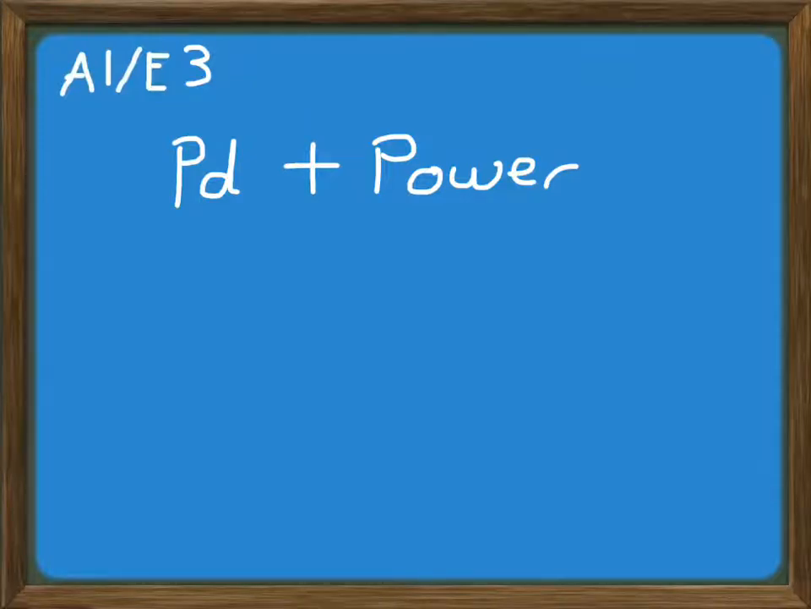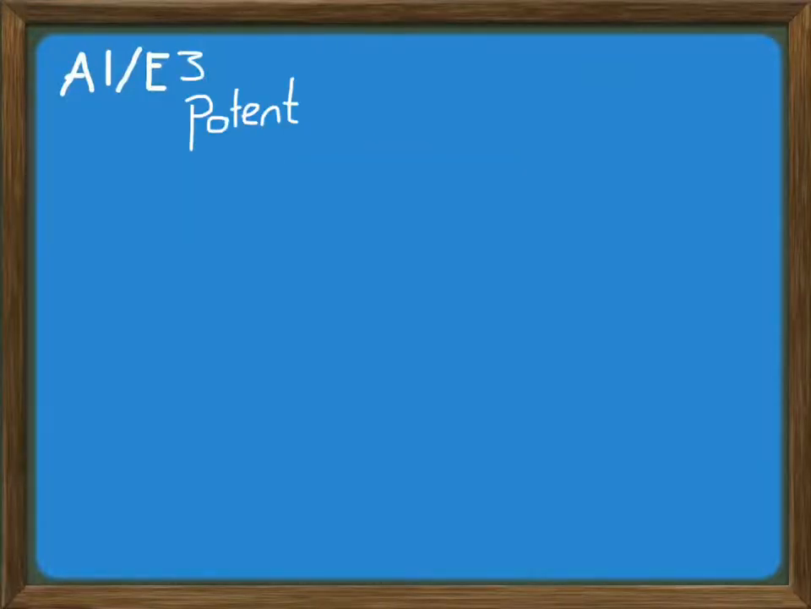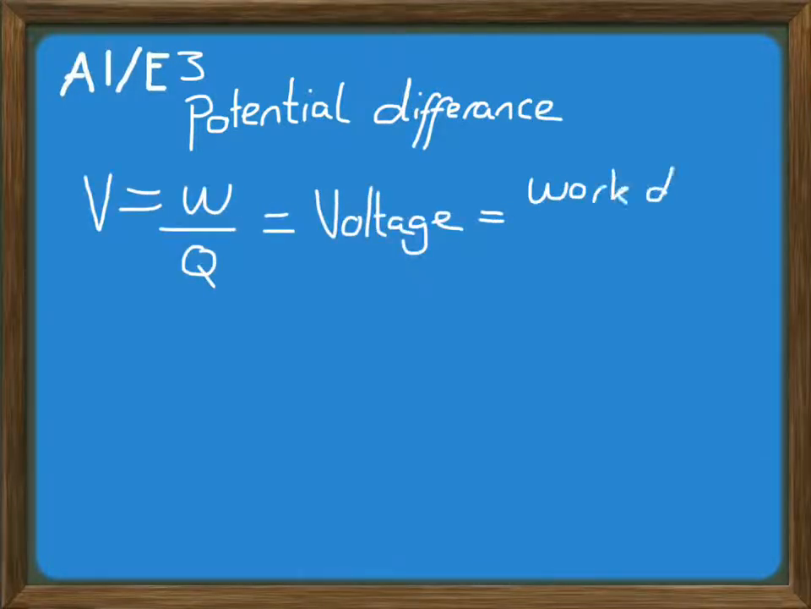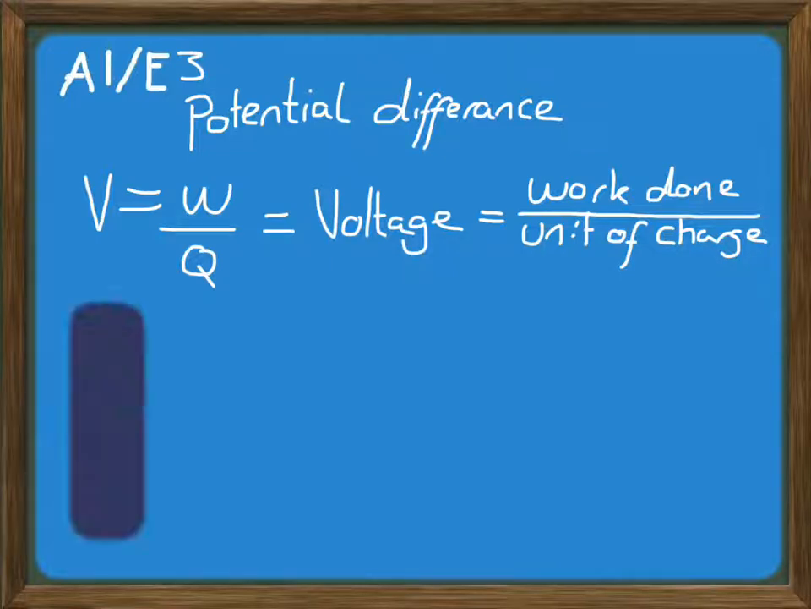Potential difference and power for use with AS physics. Potential difference is defined by V equals W over Q. So that is voltage is equal to W, which is work done, energy, divided by the unit of charge.